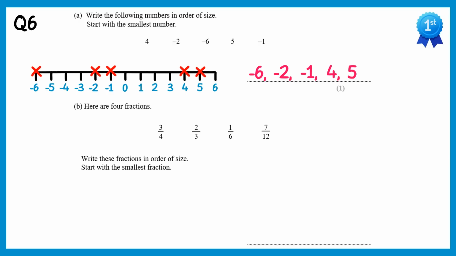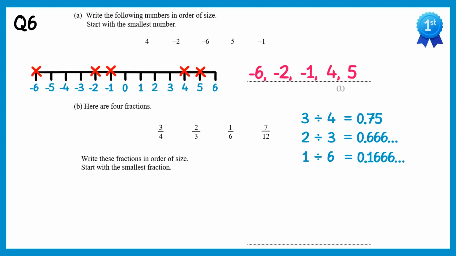For part B, we need to put some fractions in order of size. Now remember, you have a calculator for this paper, so I'd suggest converting them all to decimals. So for 3/4, do 3 divided by 4, which is 0.75. For 2/3, do 2 divided by 3, which is 0.6 recurring. 1/6 is 1 divided by 6, which is 0.16 recurring. And then 7/12, 7 divided by 12, which is 0.583 recurring.